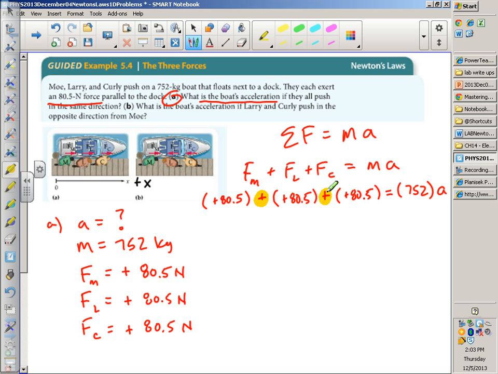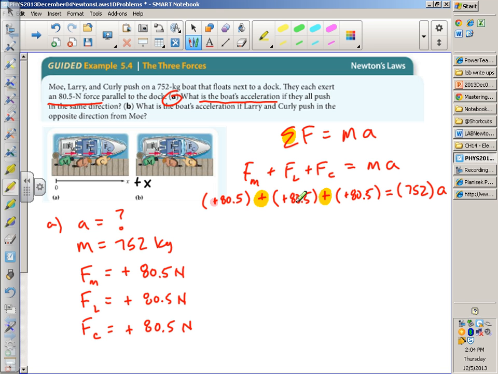These addition signs that I have highlighted in yellow, those are part of the equation. You can't get rid of those. Those addition signs go along with this sigma idea, right? We're adding all of the forces together.